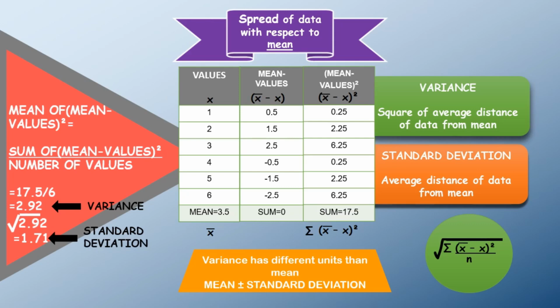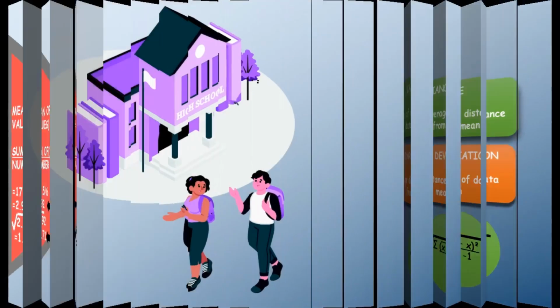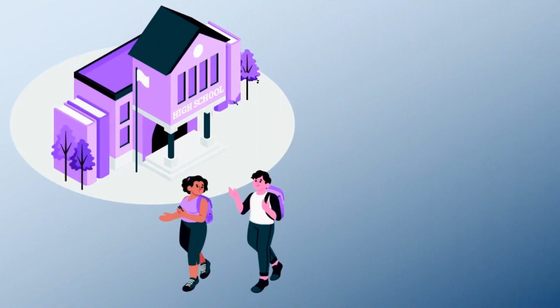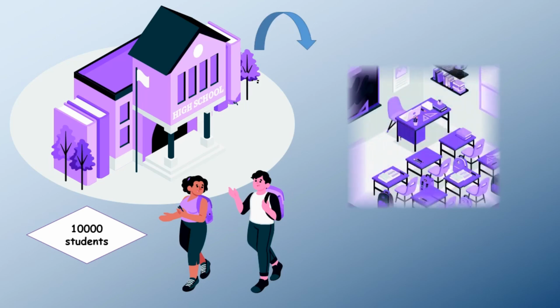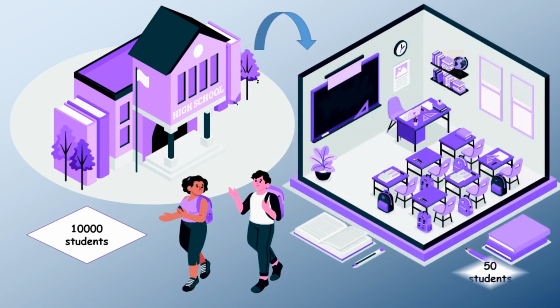But usually we don't take n. Instead we take n minus 1. To explain this, let's first talk about population and sample. Suppose I want to calculate the average scores of students in a school. But the school has approximately 10,000 students, let's say. So it will be very laborious and tedious to count so many scores. What if instead I take a class of 50 students only and calculate the scores?